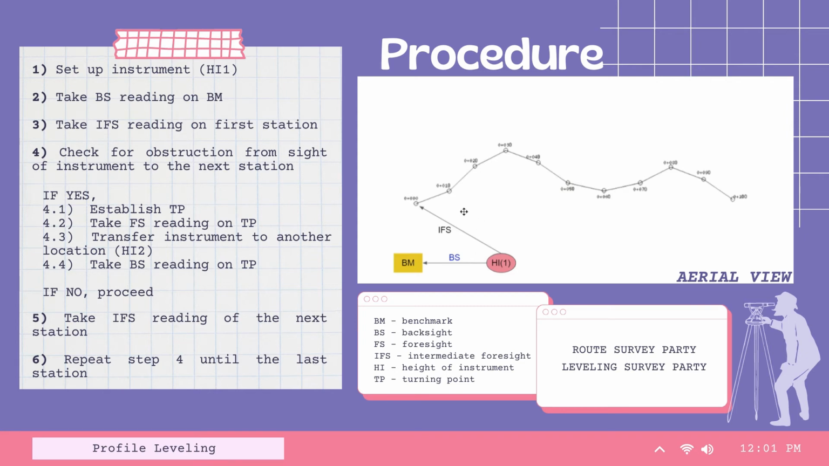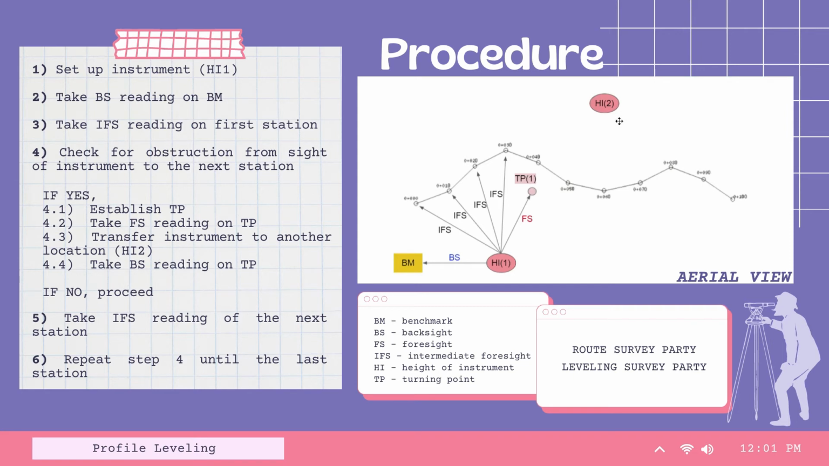If there is no obstruction from the side of the instrument, they can directly take the intermediate foresight of the second station and the next and the next. But for example, if there is an obstruction of sight at the fifth station, such as a tree, the rodman establishes a turning point, which is an intervening point to proceed to the next instrument location. After establishing a turning point, the instrument will not be moved yet as the foresight of the turning point is still taken. Now after foresighting the turning point, the instrument is then moved to a convenient location where it can sight more stations.